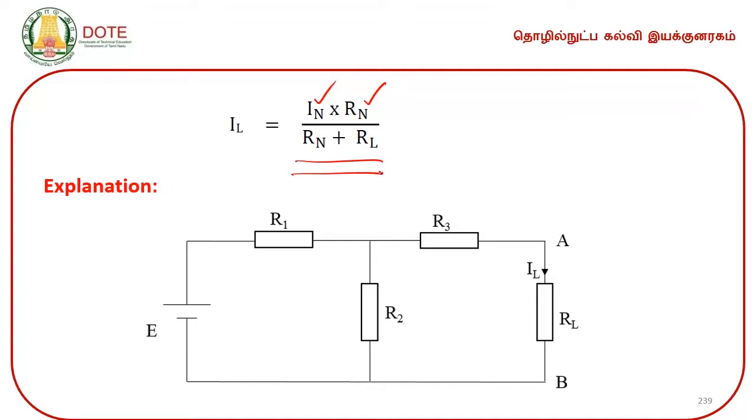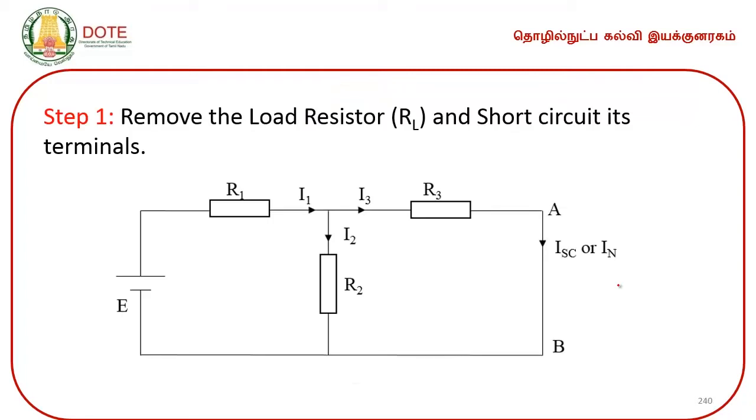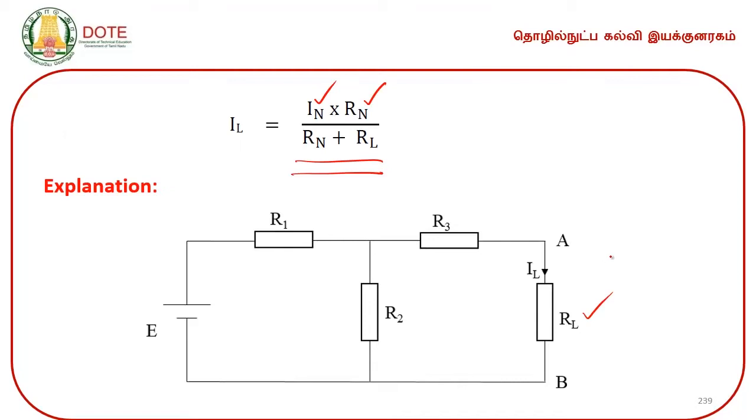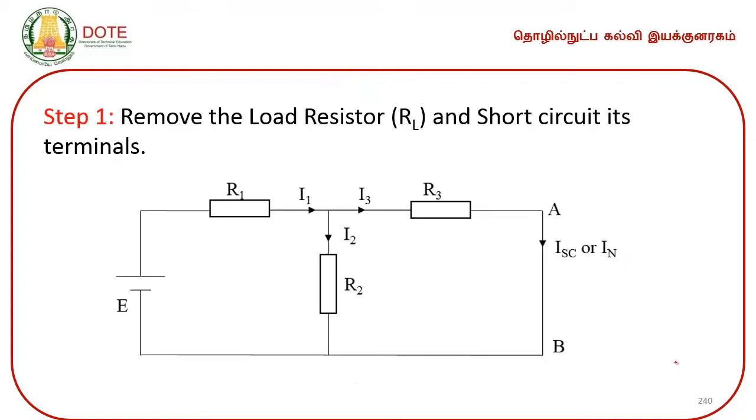So, here is a circuit for explanation. RL is the load resistor through which the magnitude of current is to be found out. First point, remove the load resistor RL and short circuit its terminals. Compared with the previous one, we are going to remove this RL and make it short. That is what has been done here. We are going to find out the current passing through this short circuit and name it as ISC, the short circuit current, and mark the currents passing through the branches.